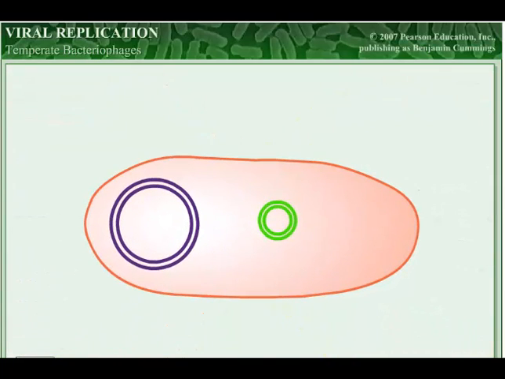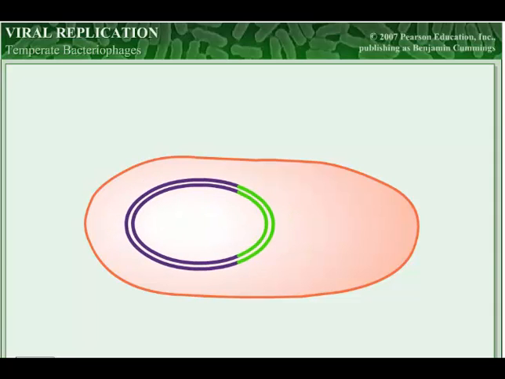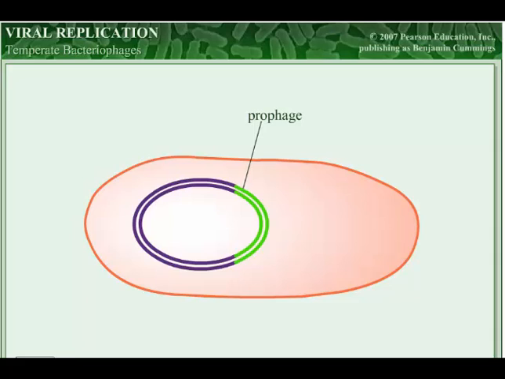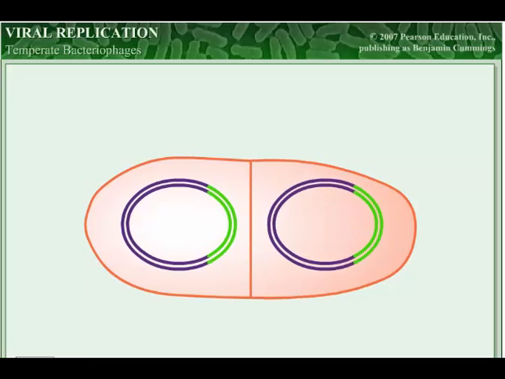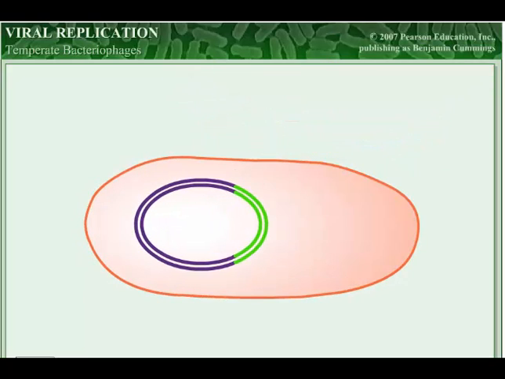Recall that temperate phages can proceed either to the lytic cycle or the lysogenic cycle shortly after penetration. In the lysogenic cycle, the phage DNA integrates within the bacterial chromosome by recombination. The inserted phage DNA is called a prophage. Most of the phage proteins are repressed by two repressor proteins that are products of the phage genes. Whenever the bacterium reproduces, the prophage is also copied.